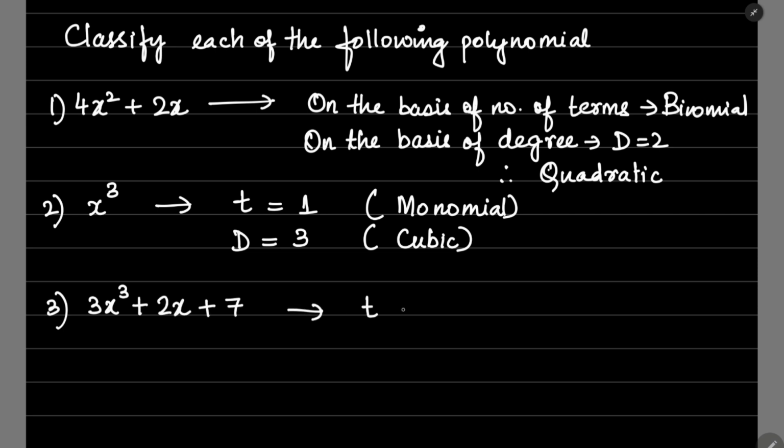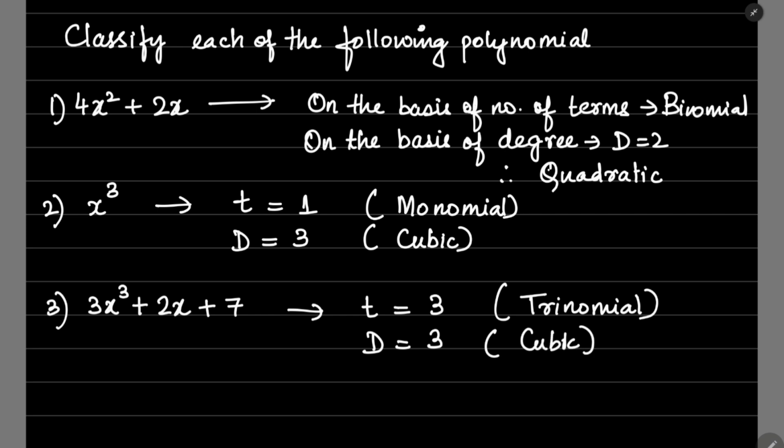Based on the number of terms, based on the degree. How many terms are there? You have 1, 2 and 3 terms. So if you have 3 terms, what is it called? Terms are 3. So it's a trinomial. And what is the degree? Degree is 3. The minute you have degree 3, you should know it is a cubic polynomial.